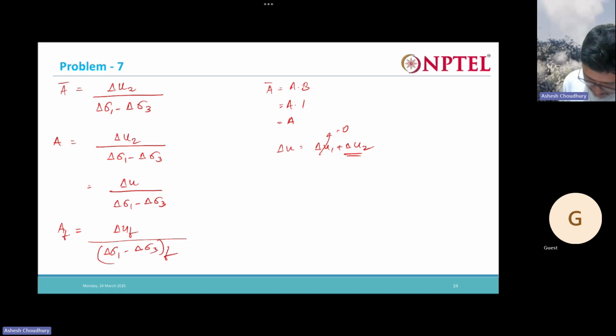At failure, delta UF is 75 and the deviatoric stress at failure is nothing but 150. It's already given. So AF is 0.5. If you recall, for NC clay, the AF is always between 0.5 and 1. Hence you are seeing it's 0.5. And for over consolidated clay, it is between minus 0.5 and 0. Yes, minus 0.5 and 0. For NC clays it's between 0.5 and 1, and for over consolidated clays it's minus 0.5 to 0.